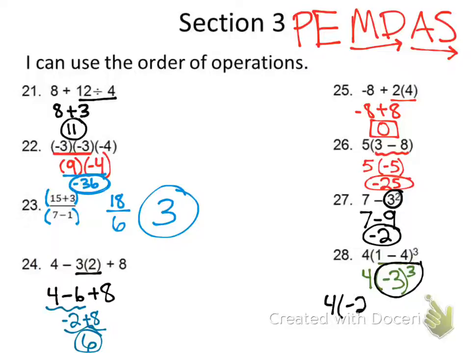Good. If you're a little fuzzy on that, I'll write it off to the side here. You have negative 3 times negative 3, which is a positive 9, and then times another negative 3. You need 1, 2, 3 negative 3s. That's negative 27.